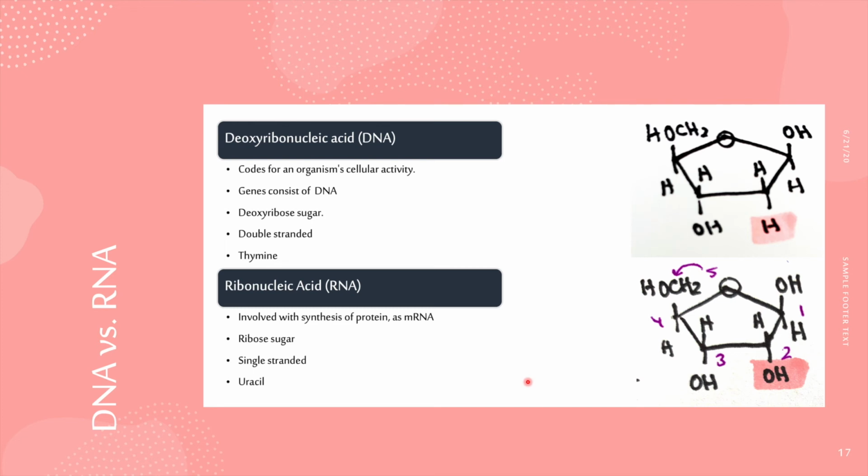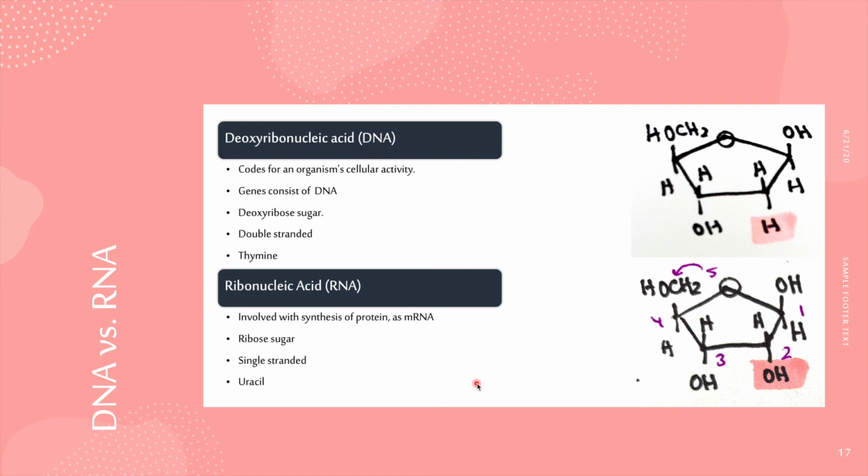Ribonucleic acid, or RNA, is involved in the synthesis of protein as mRNA or messenger RNA. RNA contains ribose sugar, which is also a pentose sugar, but it has an oxygen on the second carbon of the ring structure. RNA is single-stranded. RNA also has a nitrogenous base of uracil instead of thymine.